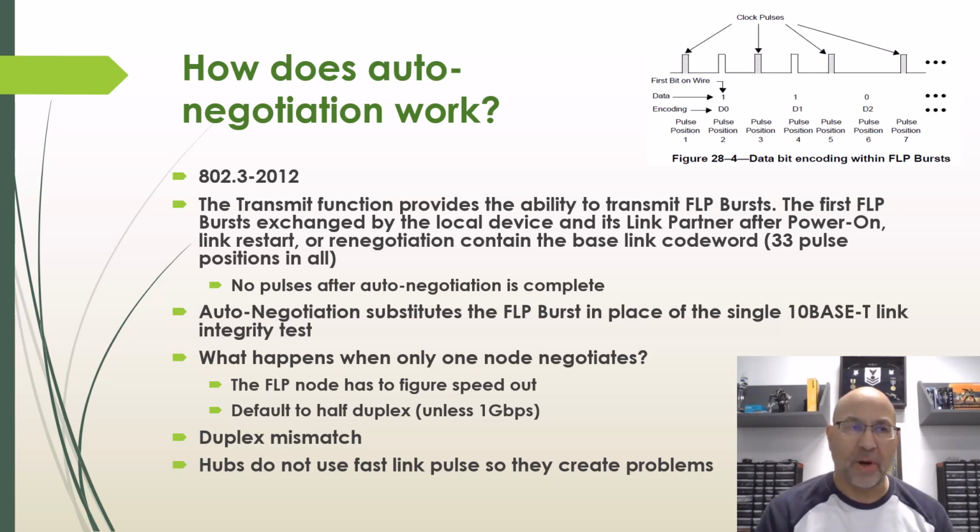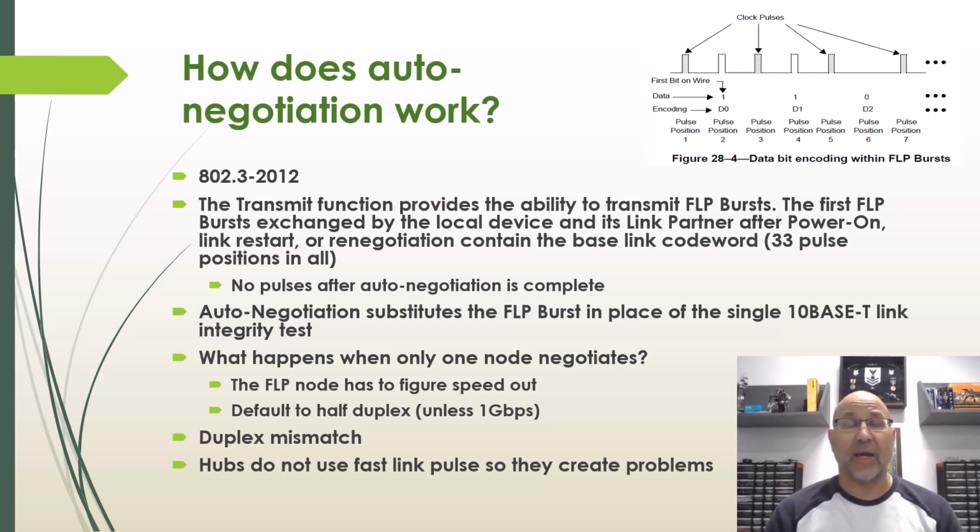Now here's the tricky part. We like auto negotiation. We want auto negotiation to be part of the game here. So in a perfect world, all your ports would be gig, all your ports would be able to auto negotiate, and all of them would be able to do full duplex. But if one side doesn't want to do it, then the fast link pulse or the auto negotiator side has to figure it out, right?